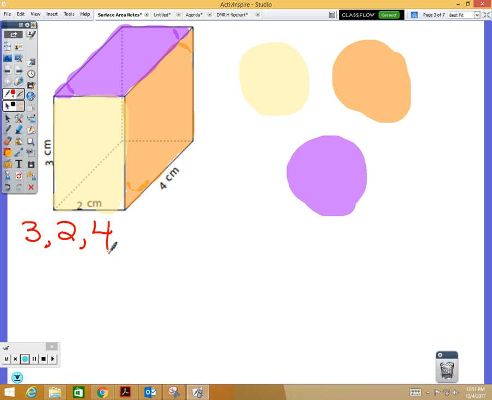So this yellow would be 3 times 2. The orange would be 3 times 4. 3 is this. So this is 3 and this is 4. 3 times 4. And then this one is 2 times 4.